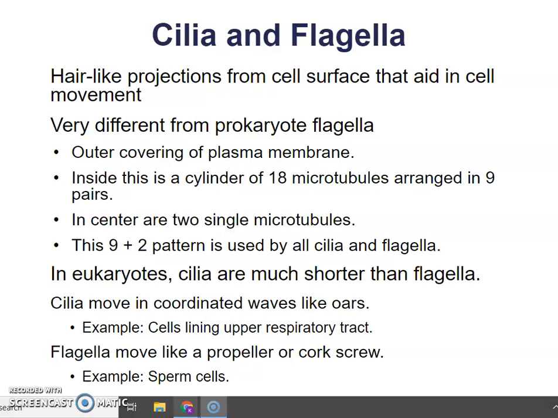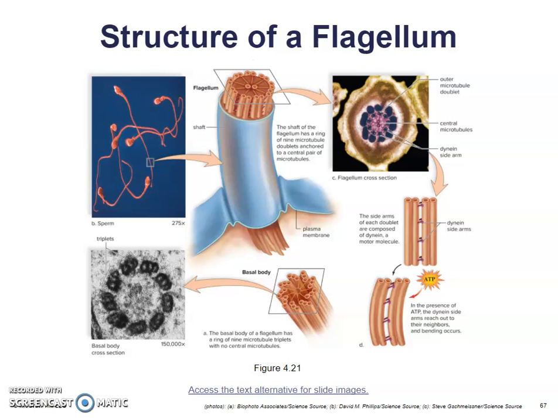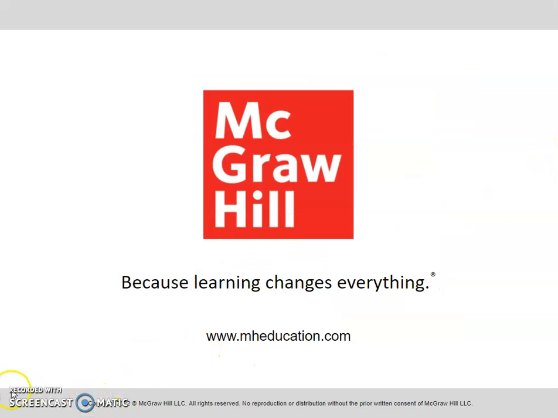I like to compare it to like jazz hands are cilia, and flagella are more like a whip. Cilia move in coordinated waves like oars, and they're used in your digestive system to absorb nutrients and in your respiratory system to facilitate gas exchange. Flagella are more like a propeller or a corkscrew, and they're found in sperm cells. Here is the structure of the flagella. Here's our 2 in the middle, surrounded by our 9. All right. So there is the structure. And that's it. If you have any questions, let me know.